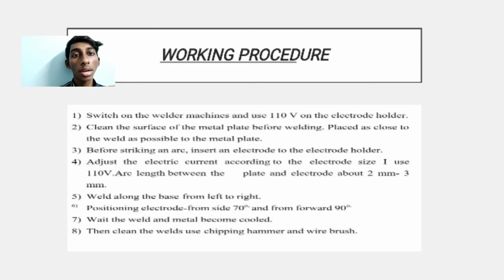Use 110 volt. Arc length between the plate and electrode about 2 mm to 3 mm. Weld along the base from left to right. Position the electrode from the side at 70 degrees and from the front at 90 degrees. Wait for the weld and metal to cool. Then clean the welds using a chipping hammer and wire brush.